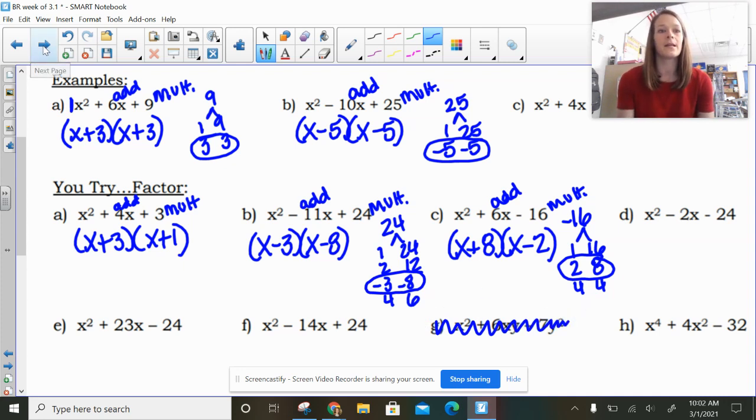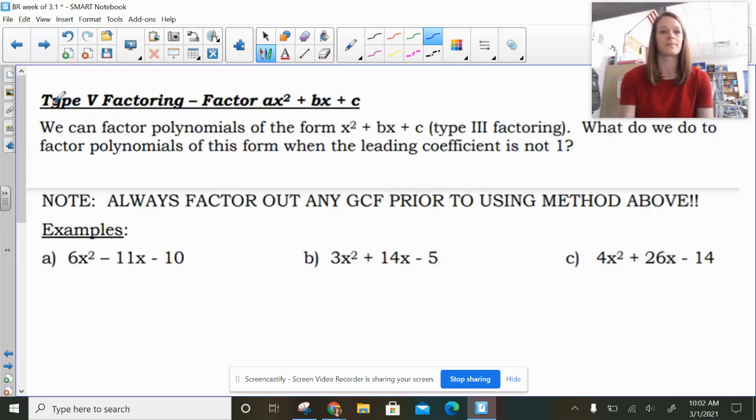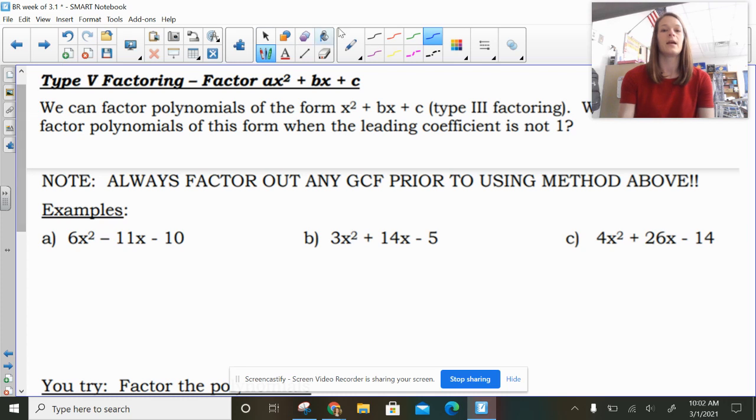Okay, and let's look at the other type of trinomial. These trinomials are when you have a number in front of the x squared that cannot be factored out. Remember, you always factor out a GCF if you can. So can we divide 6, 11, and 10 all by the same number? No, we cannot. So what we're going to do is called our bottoms-up method.